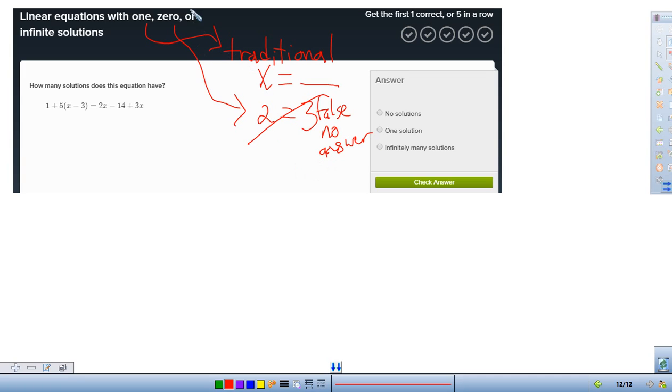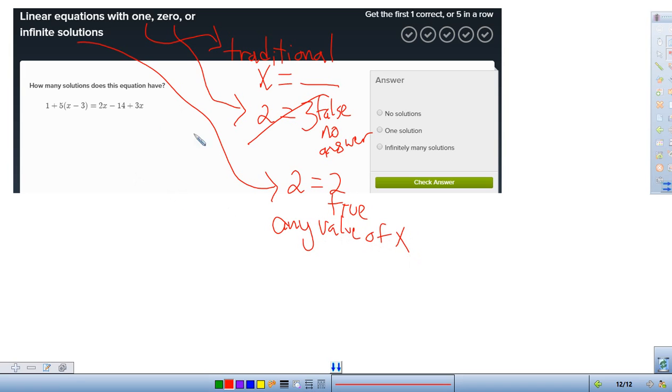And then you have the third scenario where you have a true statement, but there's no x involved anymore, like 2 equals 2. That's true, and that tells you it's going to be true for any value of x. Doesn't matter what x is. So let's go ahead and solve this.